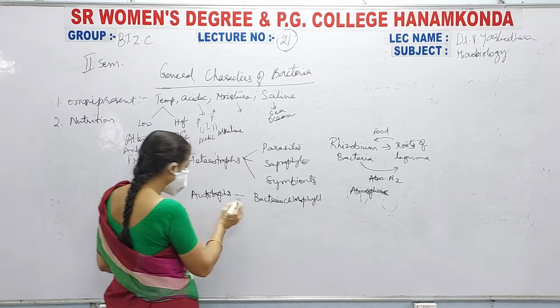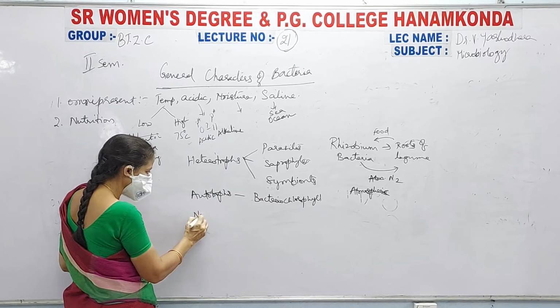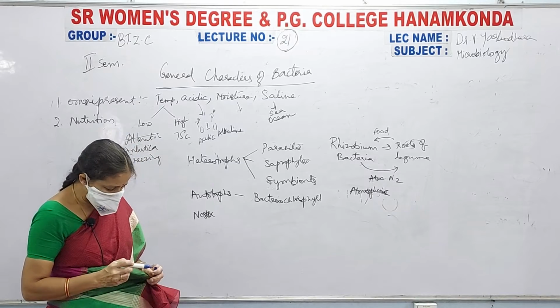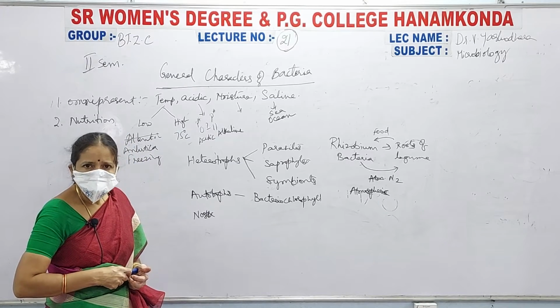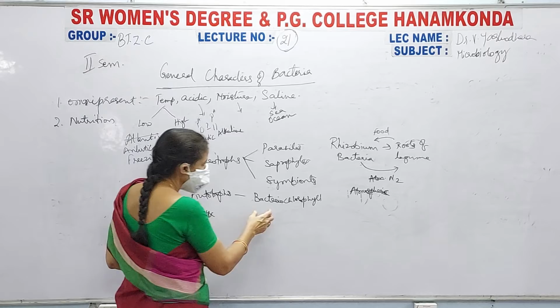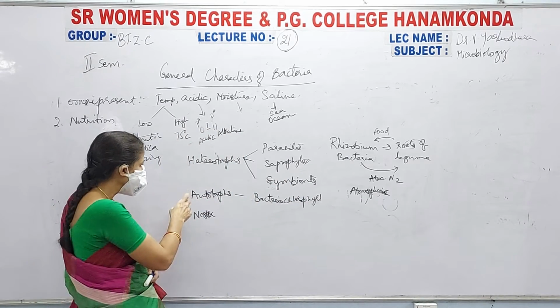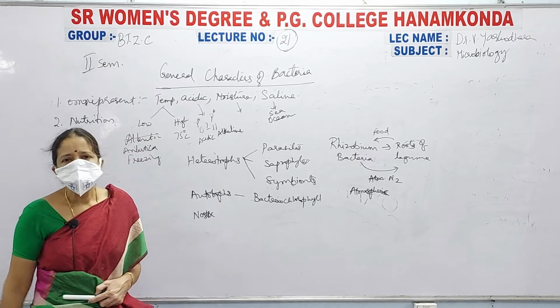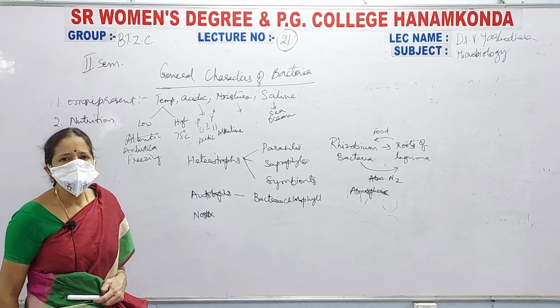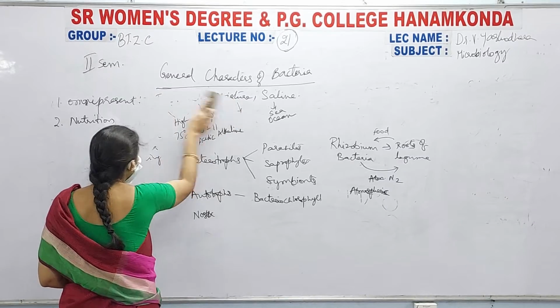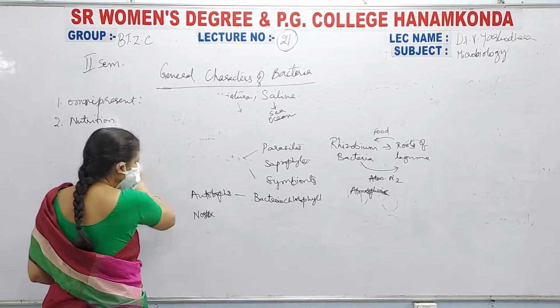What is this? An example for autotroph is Nostoc. That is your cyanobacteria or blue-green algae, as they consist of bacteriochlorophyll in their cells. So, these are the two types of their nutrition. Is it okay?